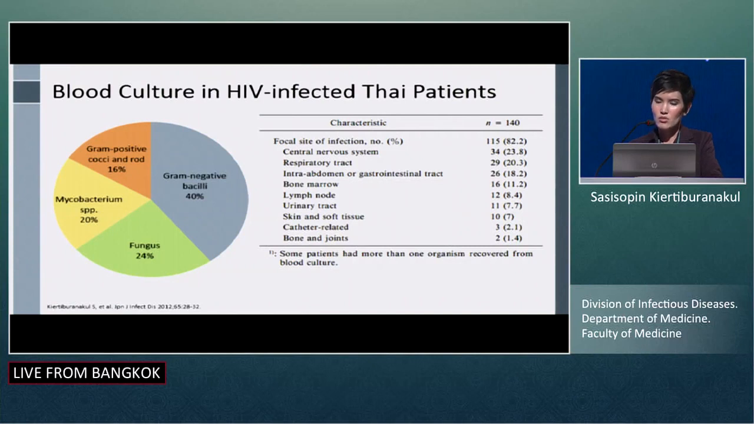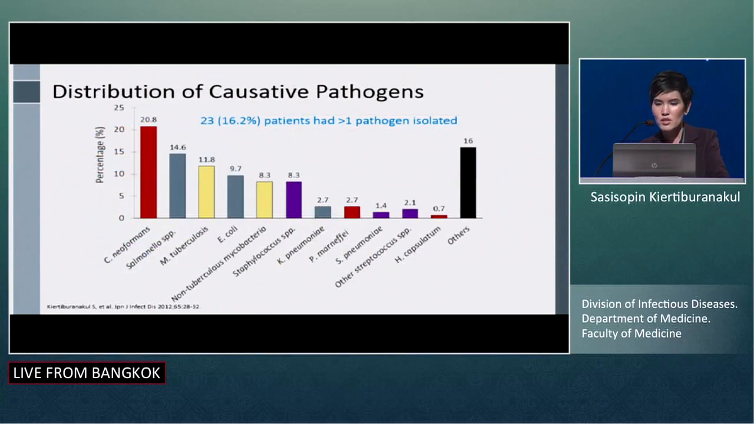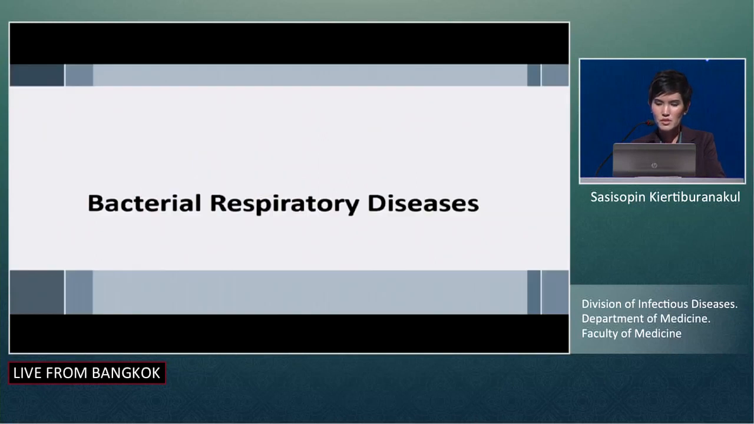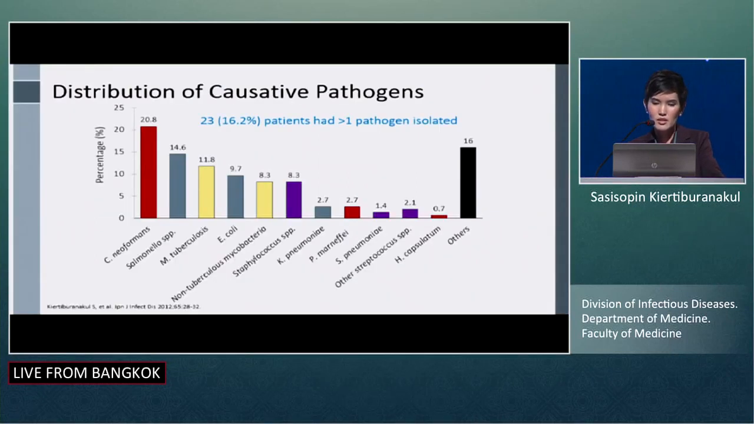This means that cryptococcal infection is the most common in this study. This is a distribution of the causative pathogen. You can see that the most common pathogen is fungal, Cryptococcus neoformans, and the second one is Salmonella infection. Sorry. Followed by tuberculosis, and another one is E. coli. For the bacteria, Salmonella is the first rank, followed by E. coli, Staph aureus, Klebsiella pneumoniae, and Strep pneumo is a very low proportion.